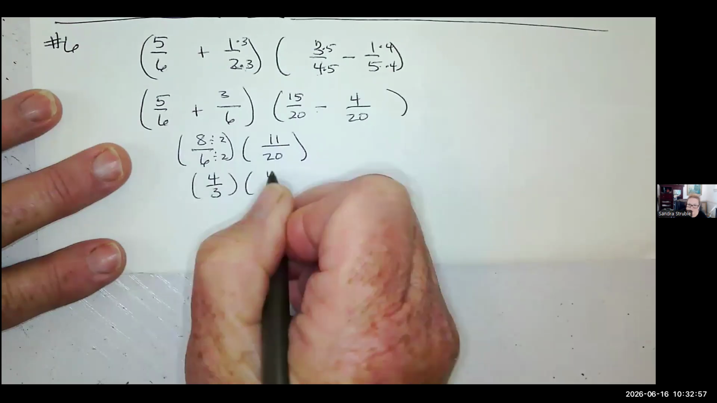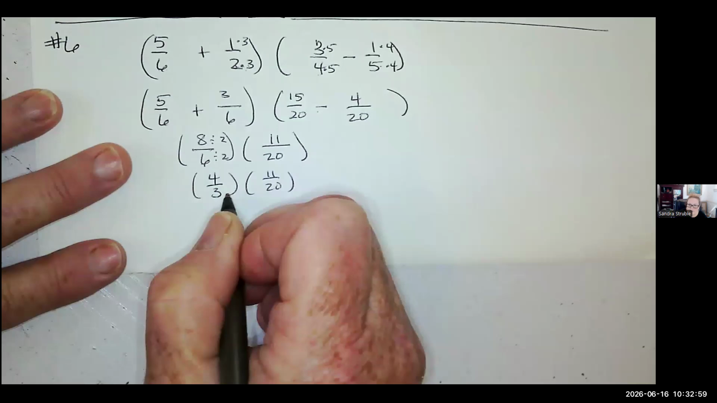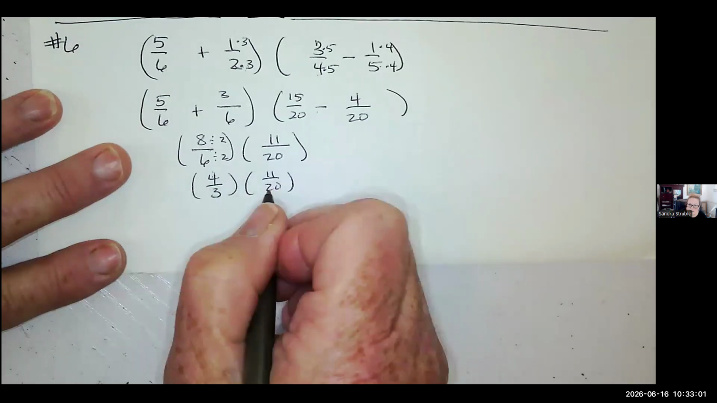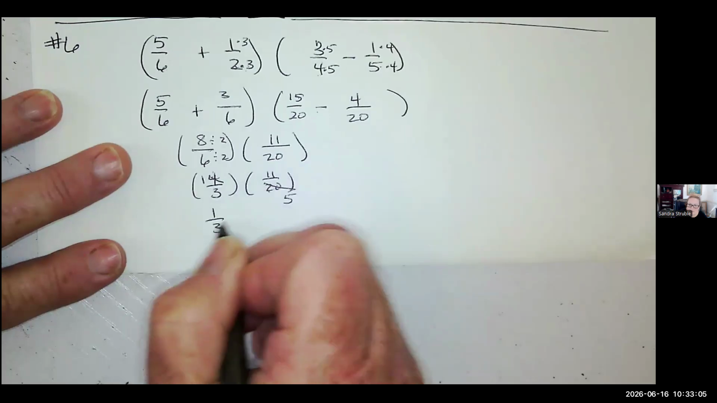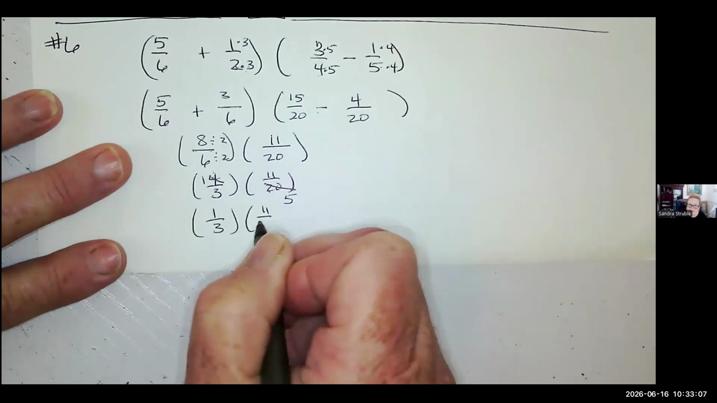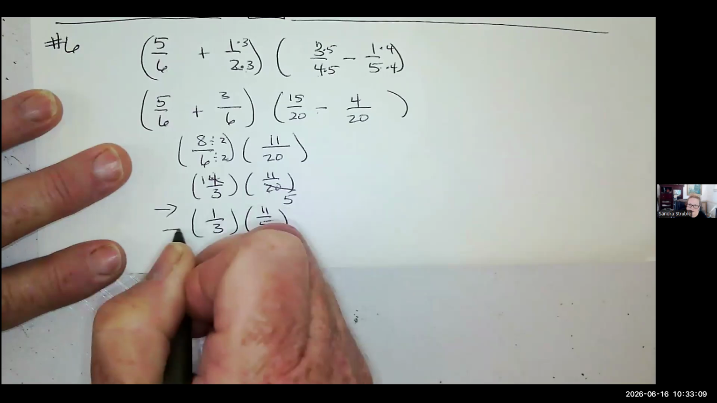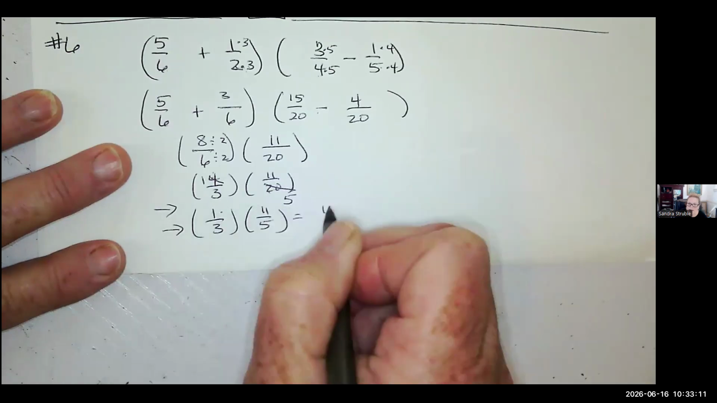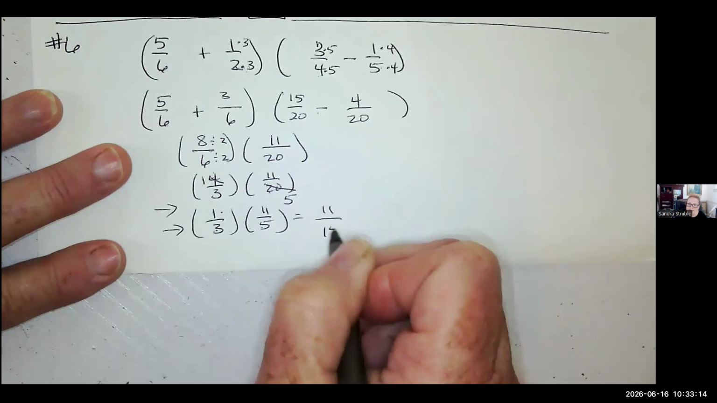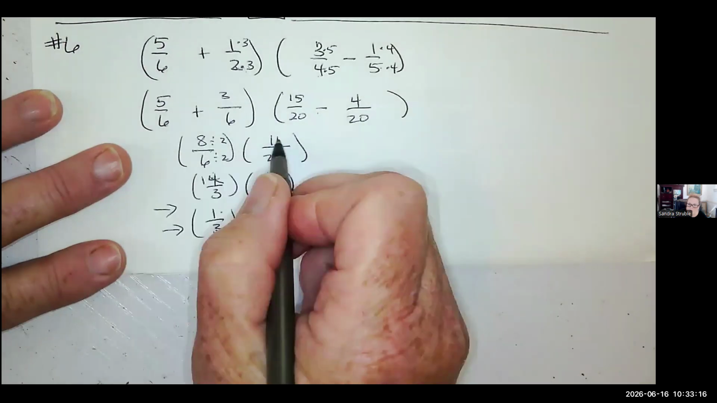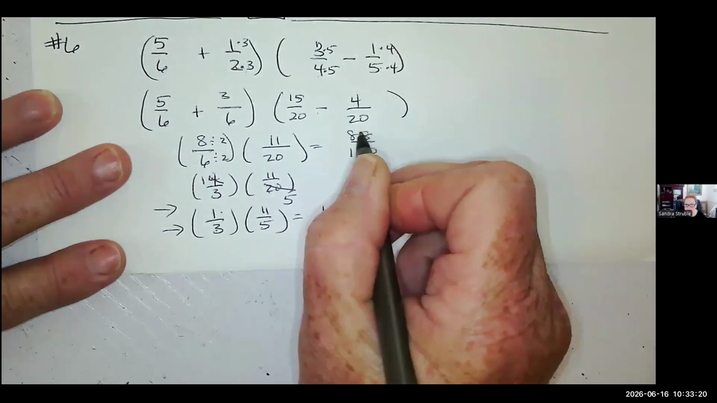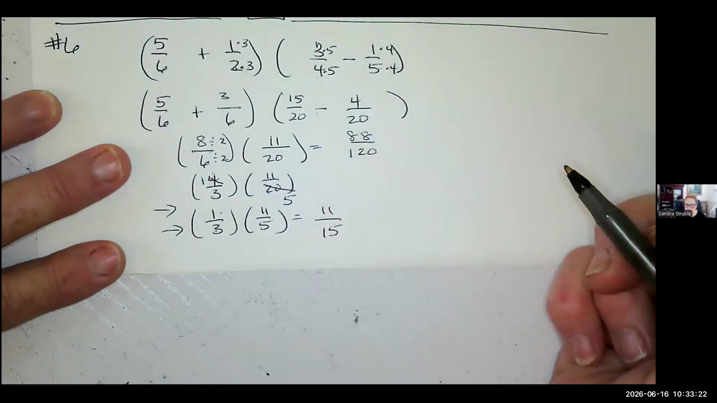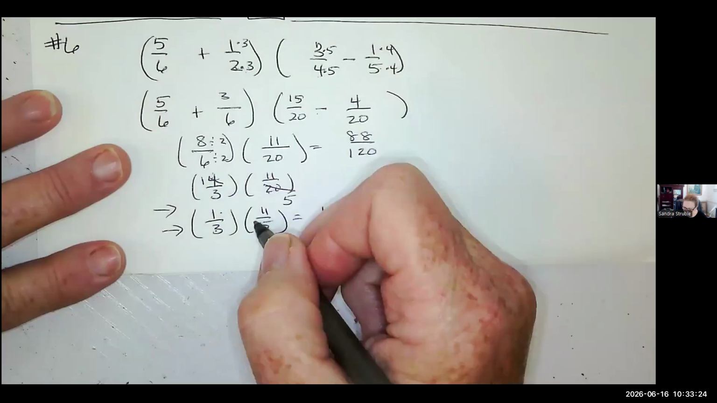The 4 and the 20 will reduce as well. 4 goes into 20 five times. 4 goes into 4 once. So this is 1/3 times 11/5. Multiplying straight across, 1 times 11 is 11. 3 times 5 is 15. Had you gone ahead up here and multiplied and got 88 over 120, you could then just reduce it. Okay, you didn't have to do the multiple steps like I did. It's totally your call.